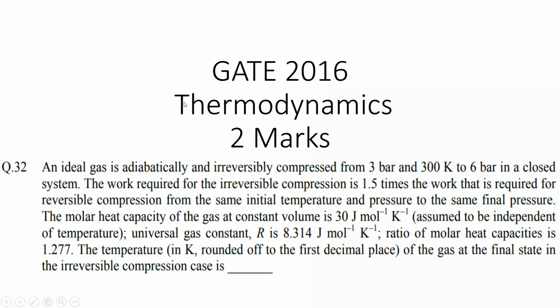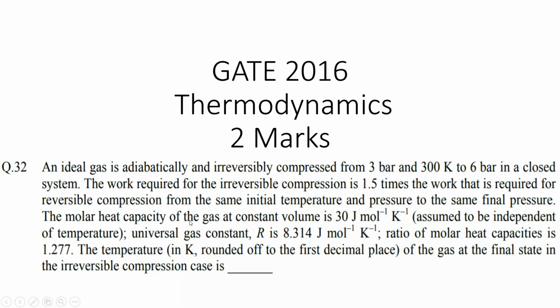Our next question is from GATE 2016 Thermodynamics for 2 marks. An ideal gas is adiabatically and irreversibly compressed from 3 bar and 300 Kelvin to 6 bar in a closed system. The work required for the irreversible compression is 1.5 times the work that is required for the reversible compression from the same initial temperature and pressure to the same final pressure. See here, for the same final pressure, right?